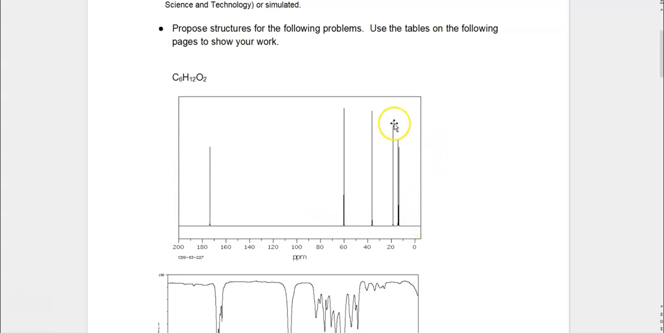And then you have these peaks right here, which indicates that there is a carbon atom right here. And then you have these 2 peaks, which indicates that there are 1 or 2 possible methyl groups in this compound.